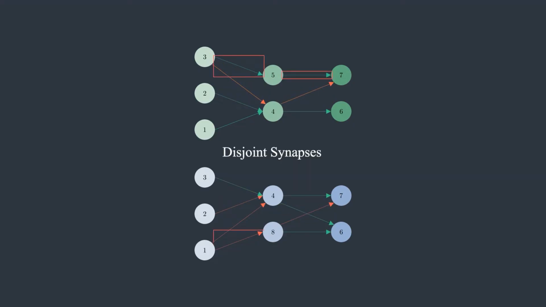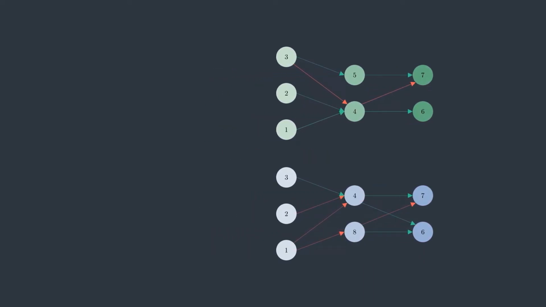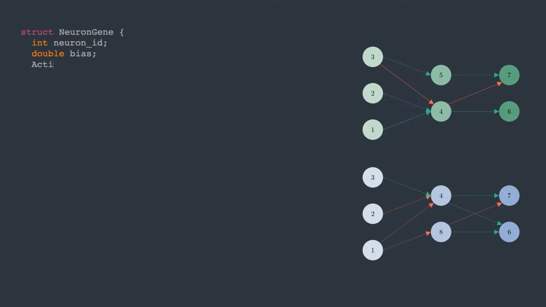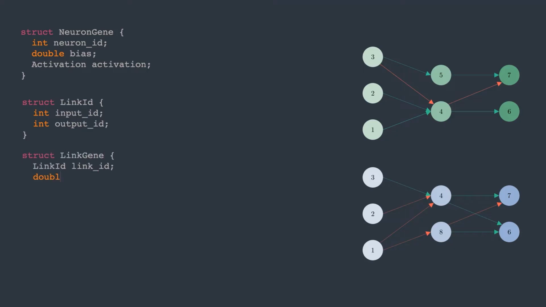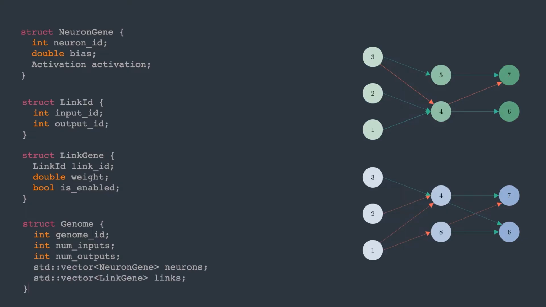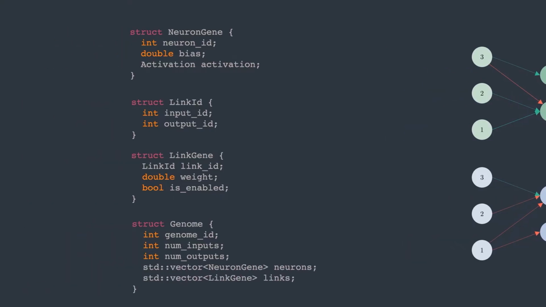Let's write some code to represent genomes and implement the crossover. We will have two types of genes. A neuron gene that has an ID, bias, and activation function. And the synapse gene that I prefer to call a link gene, which has a link ID, weight, and whether it's enabled in the phenotype. Neurons and links are grouped into a genome or a chromosome, which has enough information to construct a neural network.